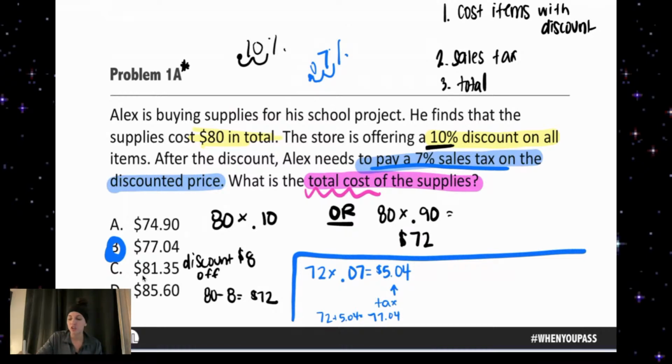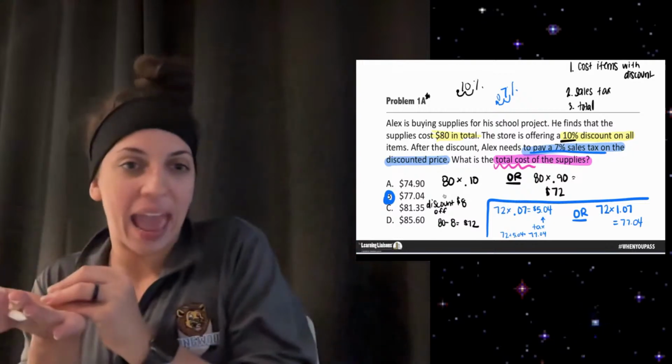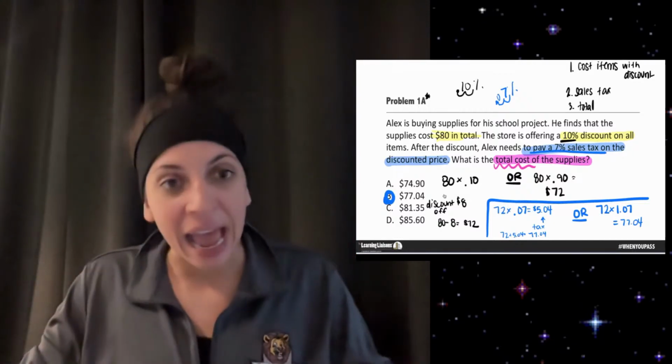However, some of you might prefer fewer steps. So you can also do 72 times 1.07. Watch what happens when I do that. 72 times 1.07, $77.04. When I multiply the 72 times 1.07, that method works when you're having to take a number and then add to it. So it works in a sales tax mentality.